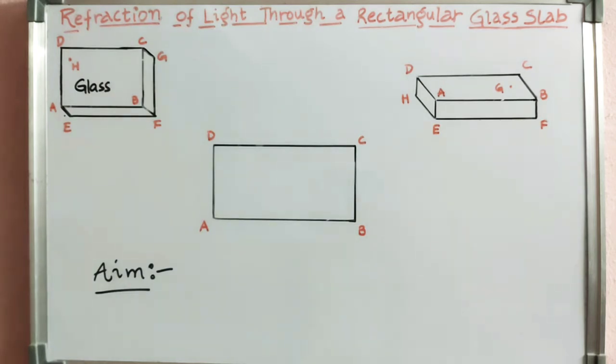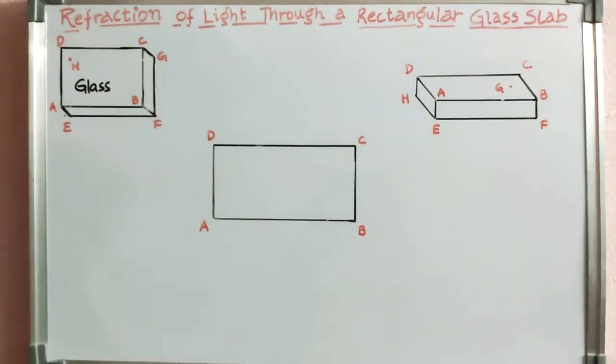What is the inference when you get the values? What you can conclude from those points, that is the aim of our experiment, also the aim for this video. Clear? The aim is to trace the path of light passing through the glass slab and find the angle of incidence, angle of refraction and angle of emergence, and also interpret the values which we get, to conclude what we can from that. That is our aim.